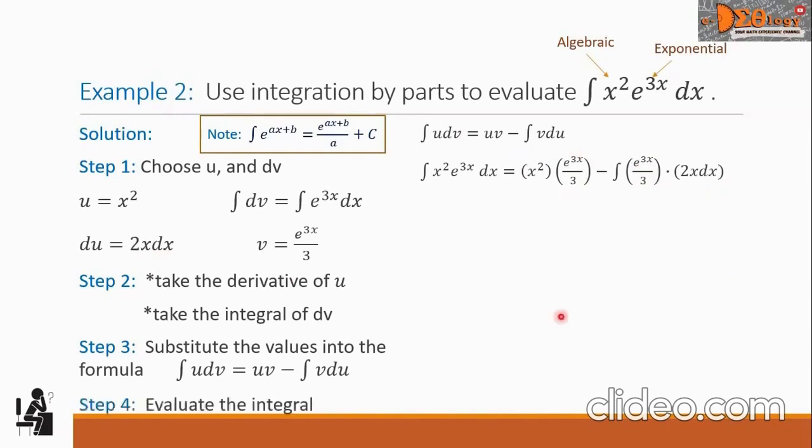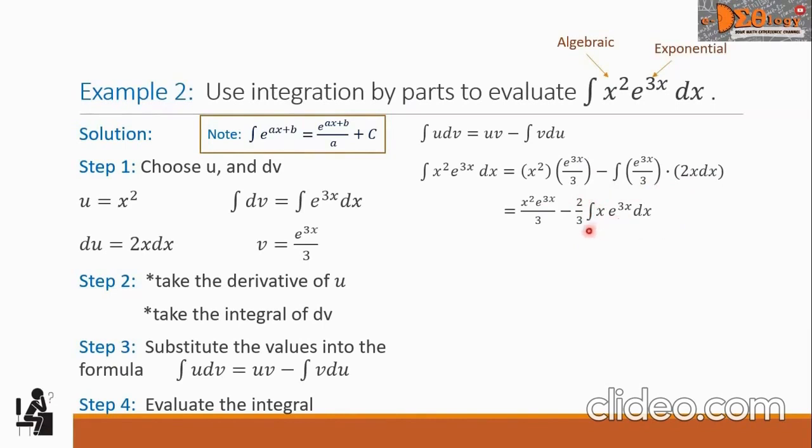Step 4, let us now evaluate the integral. For the uv, we just put them together. So we have x squared times e raised to 3x over 3. Then minus, we simplify first the integral here by pulling out the constant outside the integral sign. This 2 and 3 is 2/3, and it's now written here outside the integral sign. So what remains here is the integral of x times e raised to 3x dx.